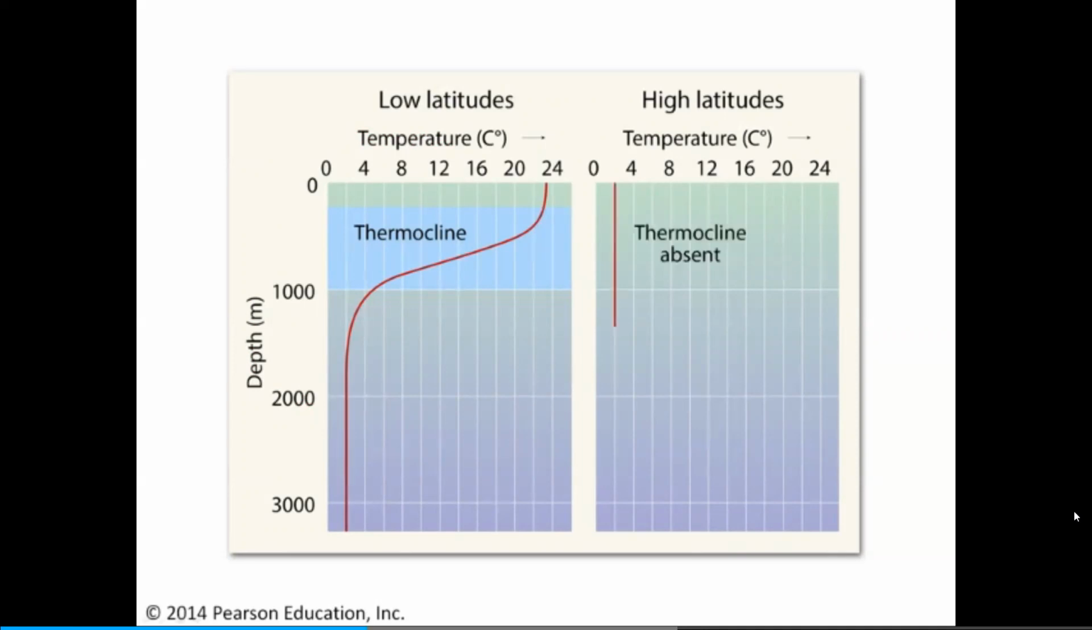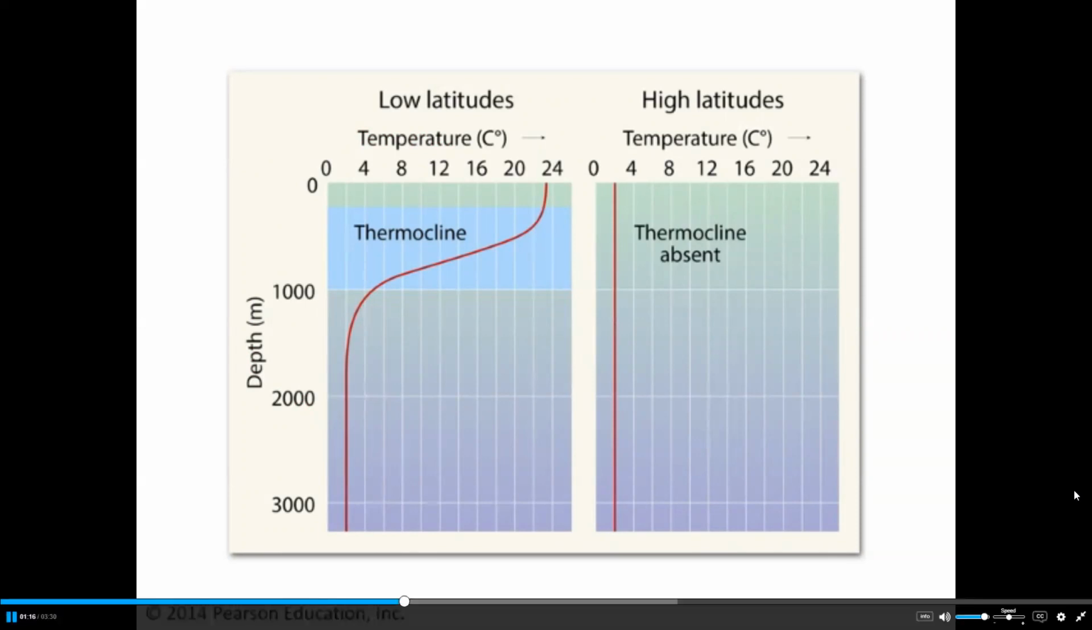At high latitudes, however, we see that there is no thermocline, that basically the water is cold at the surface and it is cold at depth. So the thermocline is absent there because the water temperature is pretty much the same all the way down. When we have the absence of the thermocline there, that is called isothermal, in that the water is roughly the same temperature all the way throughout.